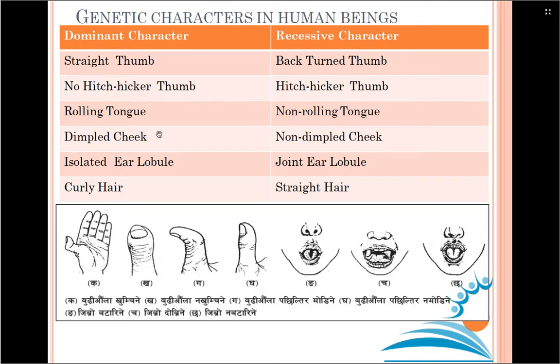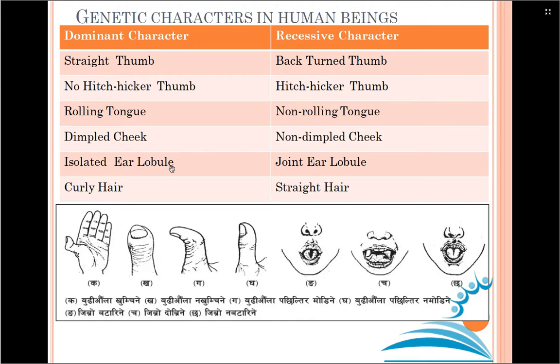And dimple cheek and non-dimple cheek. If you remember, on the cheek you can find a kind of depression. That is dimple cheek. This is visible in many humans, so it is a dominant character. But non-dimple cheek you can see in only few of them, so that's why it is a recessive character.